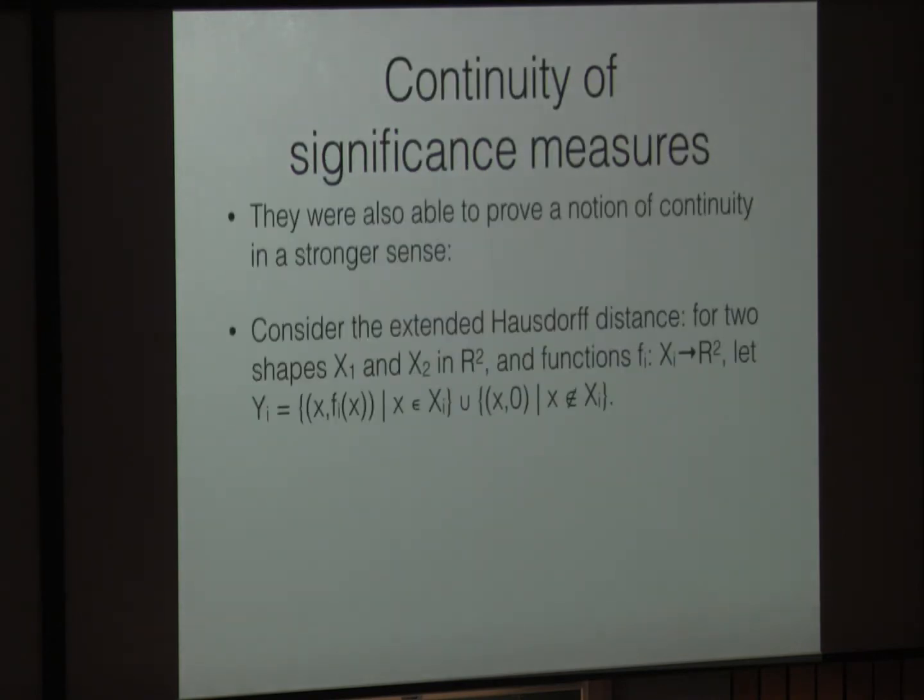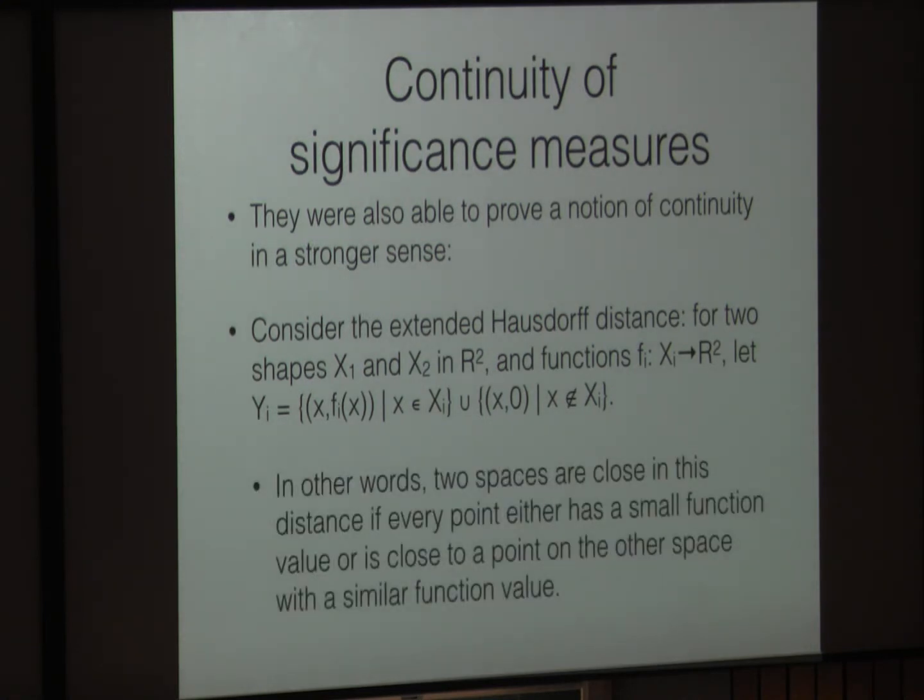So they also, in that paper, considered the extended Hausdorff distance. It's sort of natural here. Instead of just looking at the shapes, I'm going to look at the shape plus function value. All right? And if you take a point that's not in the shape, I'm just going to give it 0. All right? So I'm literally bumping it up a dimension, and that extra dimension is the significance measure if it exists, or 0 if nothing exists.